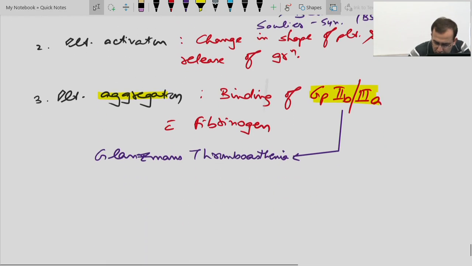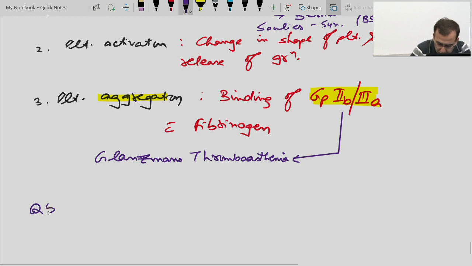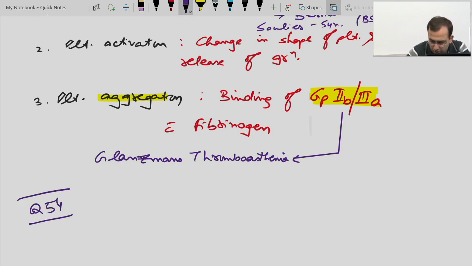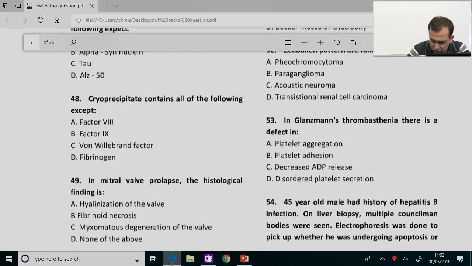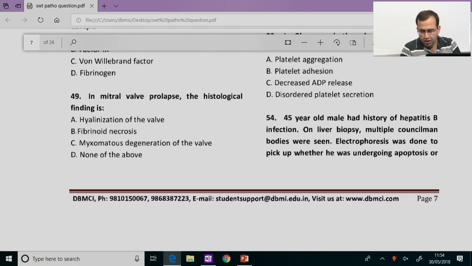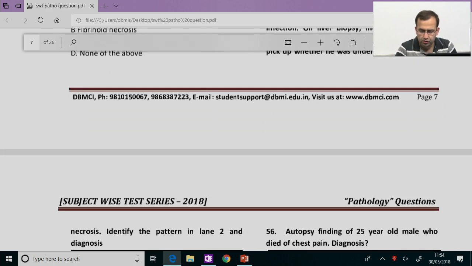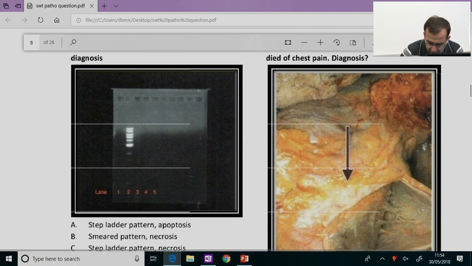Next, this gets us to question number 54. A male biopsy, hepatitis B infection, multiple Councilman bodies. Electrophoresis was done. Identify the pattern.